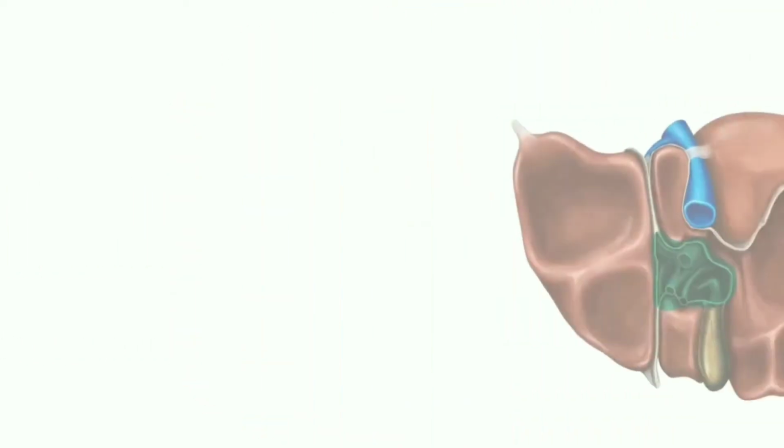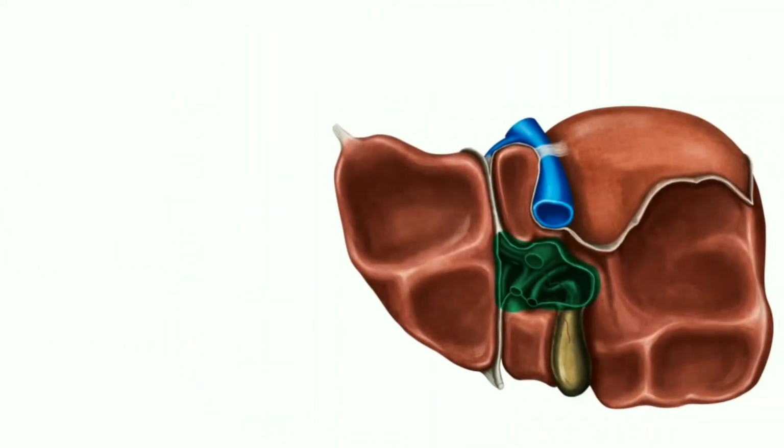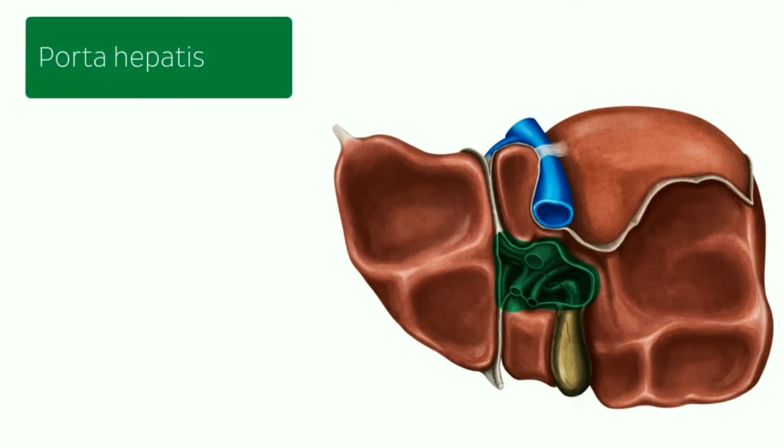Now we are going to focus on a very important region of the liver, which is known as the porta hepatis or the hilum of the liver. This is a fissure situated between the caudate lobe and the quadrate lobe, which transmits major blood and bile vessels to and from the liver, as well as nerves and lymphatics.